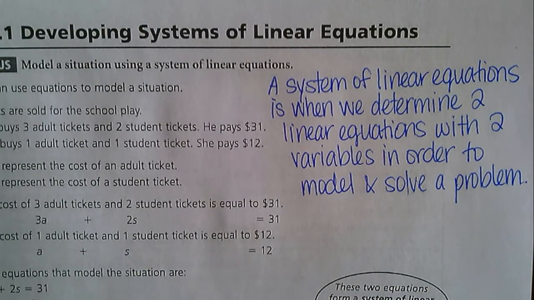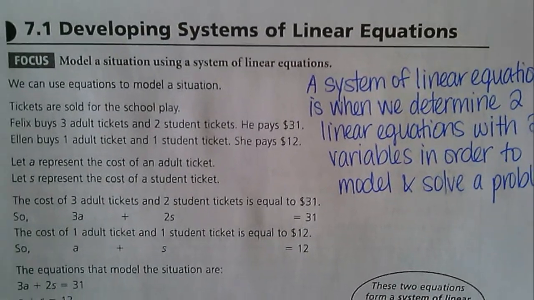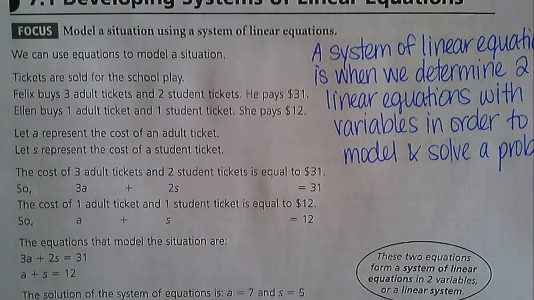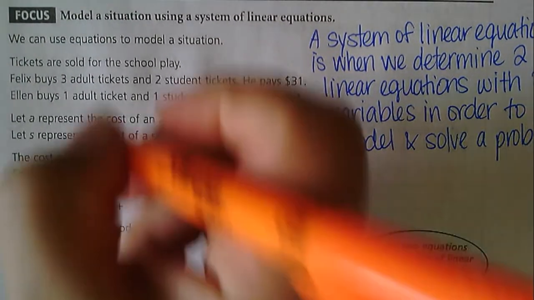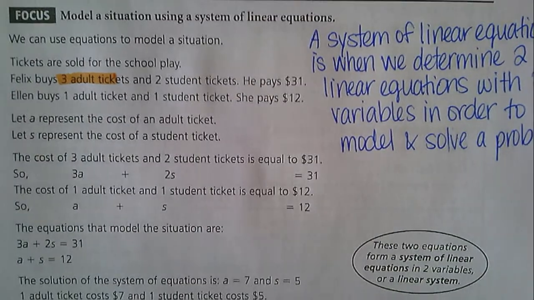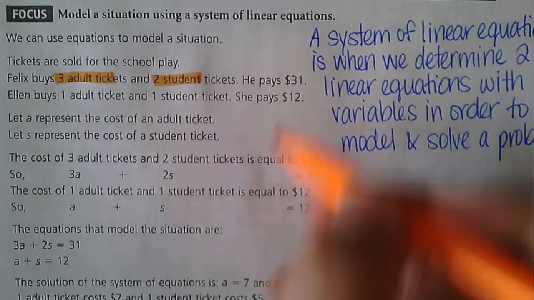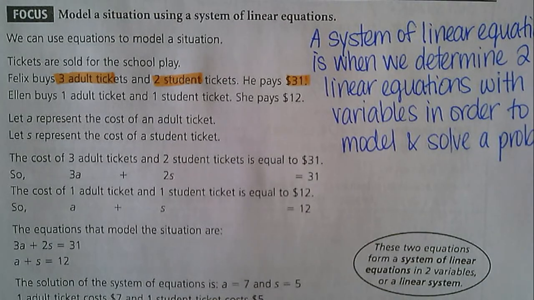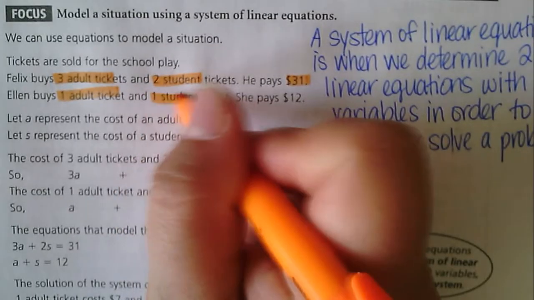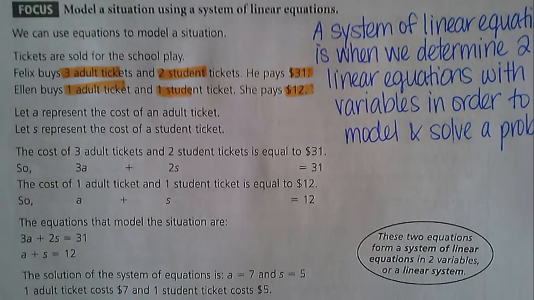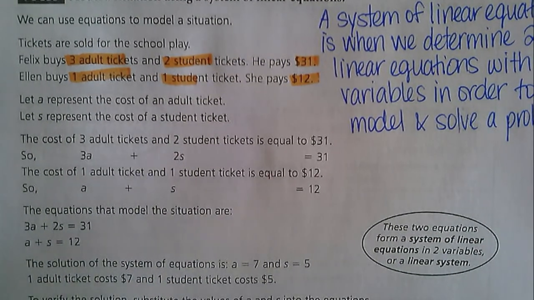So let's look at this first example here. It tells us tickets are sold for the school play. Felix buys 3 adult tickets, and he buys 2 student tickets, and he pays $31. The second part tells us here that Ellen buys 1 adult ticket, 1 student ticket, and she pays $12. So we can use both of those sentences and put them into equation form.